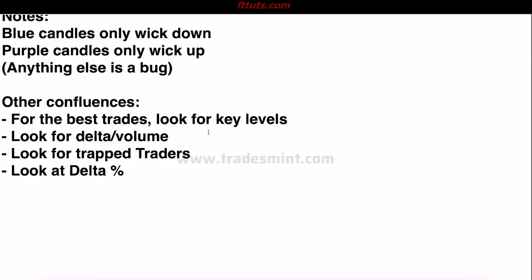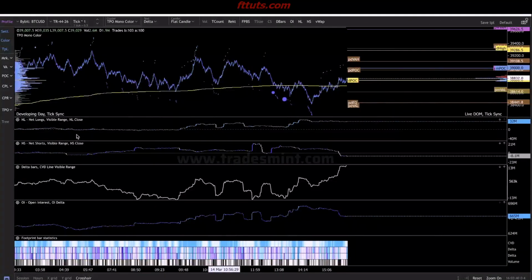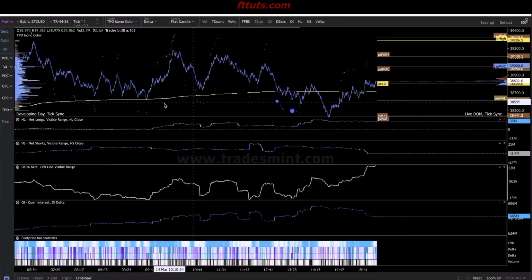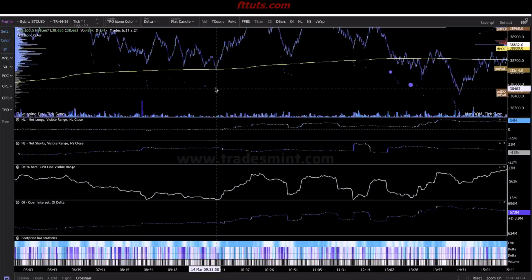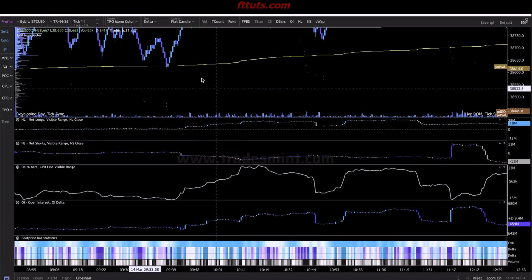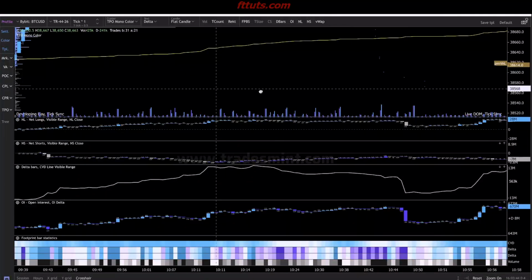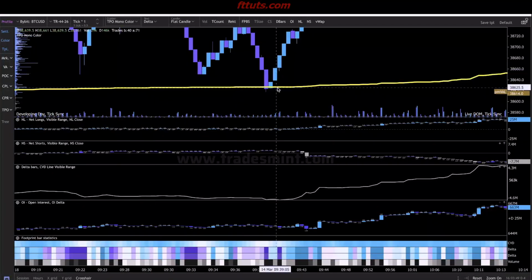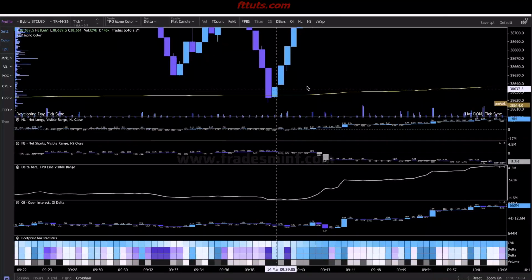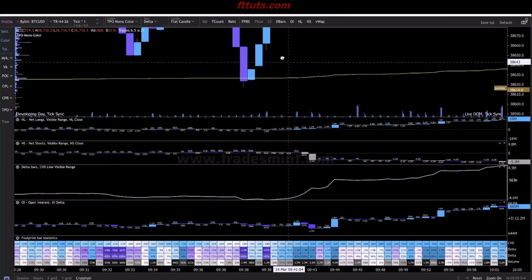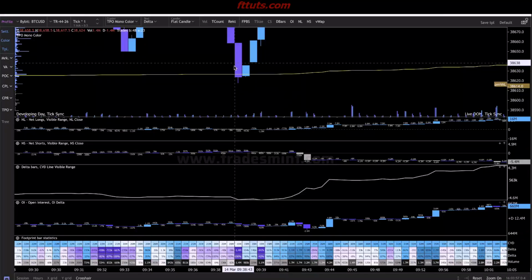Now, the second confluence you should be looking for is delta and volume. For example, when we came to the VWAP earlier today for a bounce, I was looking at the TR chart, and I actually did take a long right here from the VWAP. As we come to the VWAP, I want you to notice something. We can see a huge spike in volume right here, a huge spike in volume, a huge spike in negative delta.